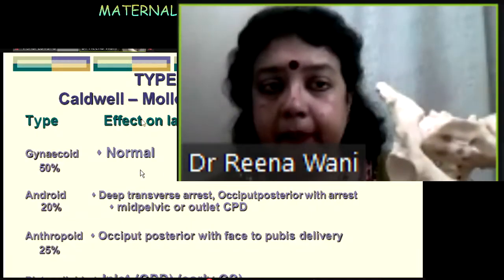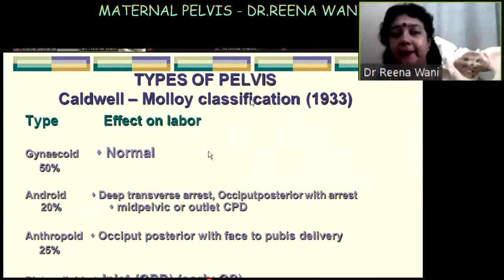More important is what is the effect on labor.